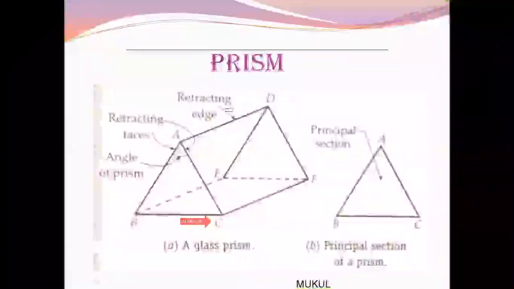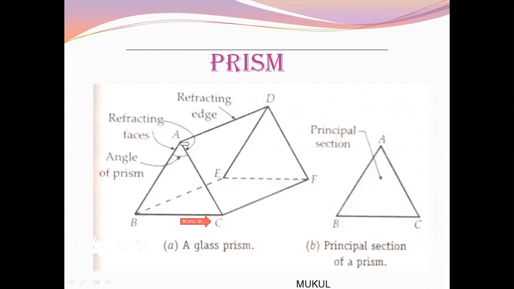Now if any section of this prism is cut by a plane perpendicular to its edges, it will form a principal section. And here ABC is the principal section.